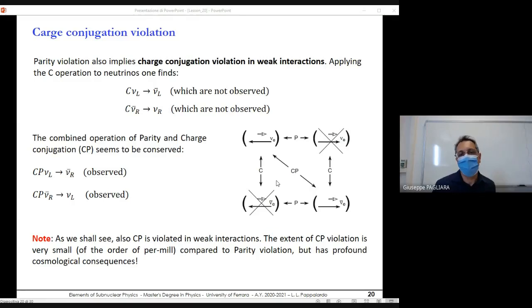Okay, so we discussed how experimentally it was found that parity is violated in weak interactions. It was a big surprise for the physics community, but it's life, that's nature, actually. So now we have to encode this observation into the theory of weak interaction, and this is a major step.